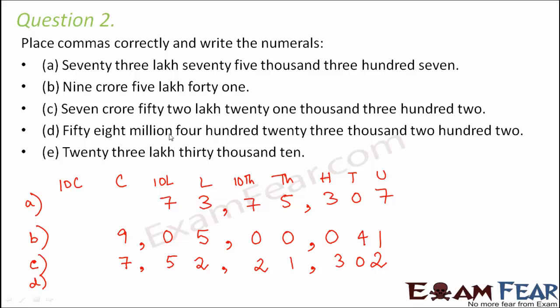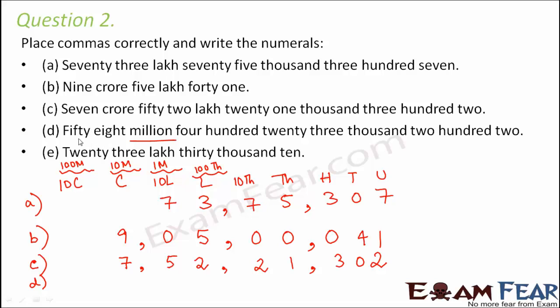58,423,202. Now here, looking at this million, you can distinguish that it is not following the Indian system. It is following the international system. In the international system, the placing would be units, tens, hundreds, thousands, 10,000s. But instead of lakh, you will have 100,000. Then you will have 1 million, then 10 million, then 100 million. So this would be different in the international system. Now we will consider this international system.